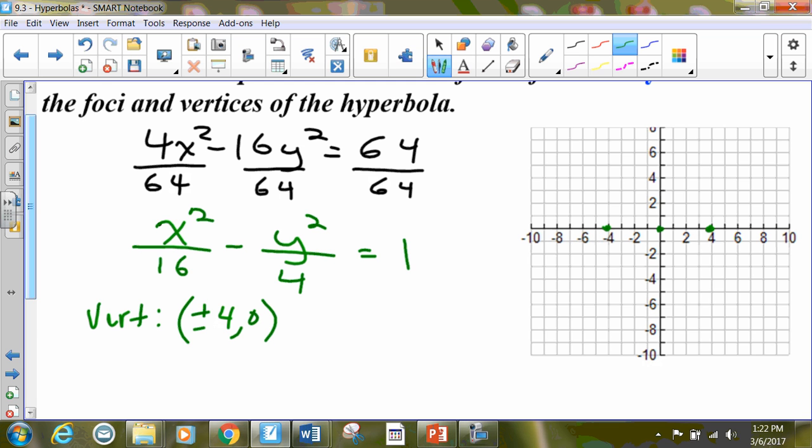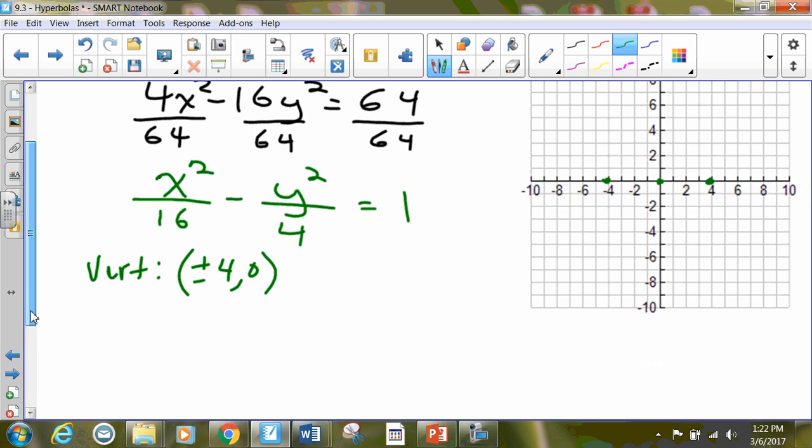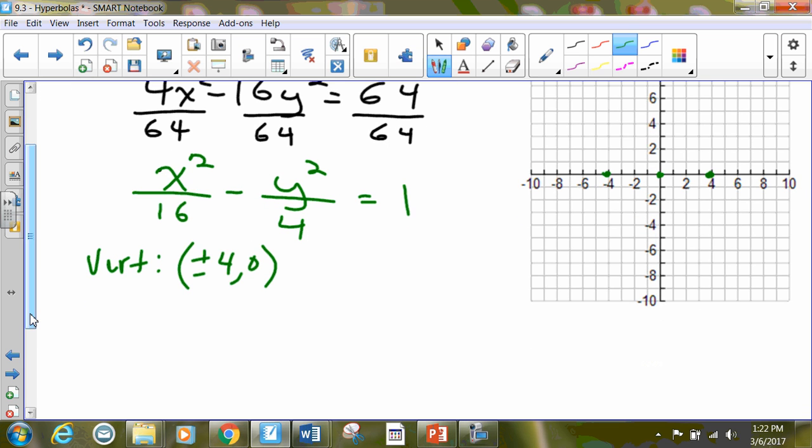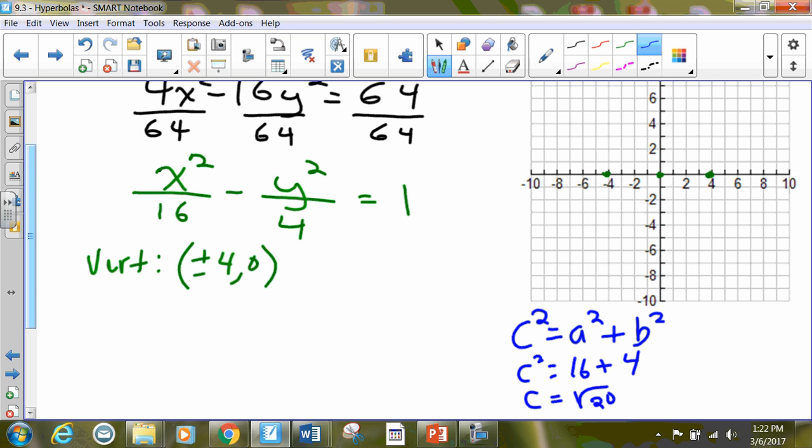And then it asks for the foci. And we know A, B, and C are related because we've got the cab, and it's a positive thing that there's a parking spot for it. So we know that A squared is 16, B squared is 4, so C is the square root of 20, which is somewhere between 4 and 5, right?